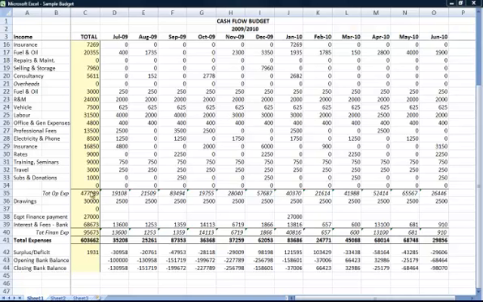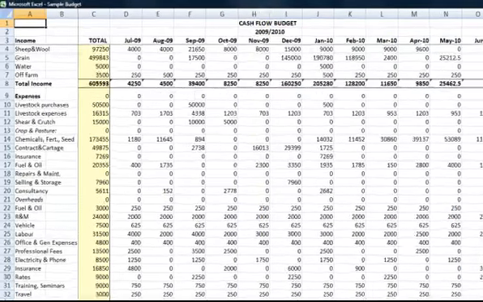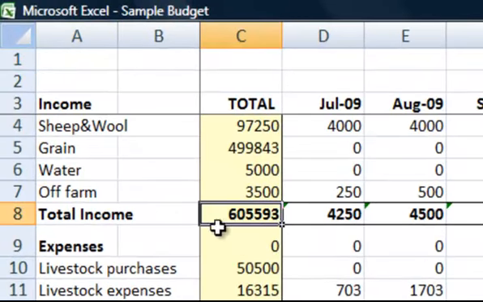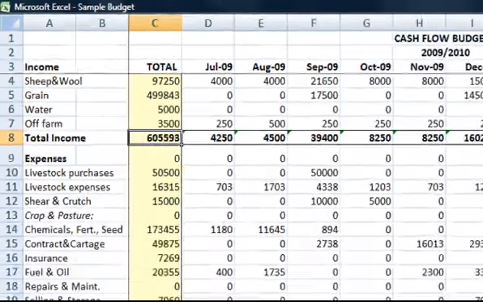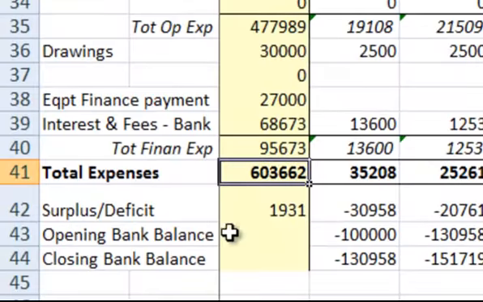Let's look at the total income and expenses. Firstly, we need to ask, are these in line with what you expected? So on your sample budget, you can see that the total income is $605,593 and the total expenses are $603,662. I'd always check back with past years of similar programs and see if these are realistic.